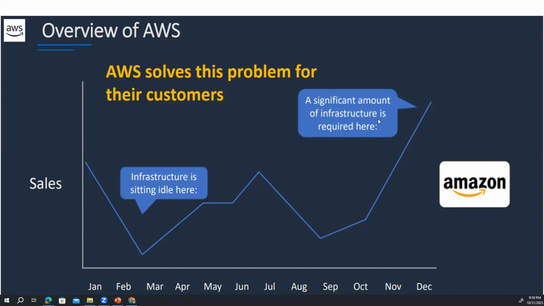So when you purchase that amount of resource, as I told you in the Typhoon example, 1 terabyte of resource, here it is sitting idle, but here it is being used more. AWS solves the problem with a concept called elasticity. Elasticity is something like a rubber band. You stretch it whenever you need, and whenever you don't need it, you compress it. That type of elasticity is provided with the help of AWS.